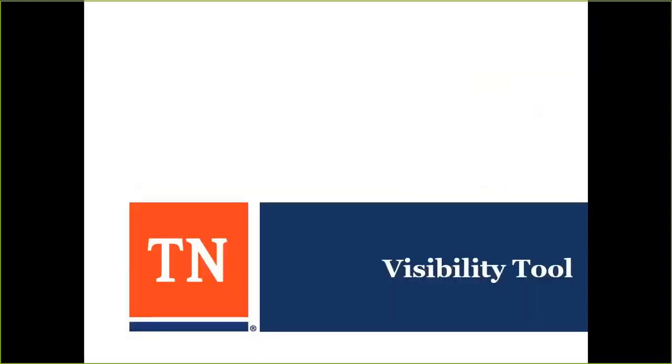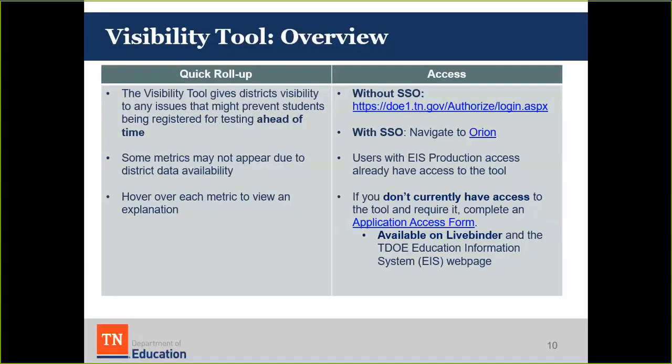So let's take a minute and talk about the visibility tool. It's a quick roll-up that gives you visibility into any issues that might prevent students from being registered for testing ahead of time. We're going to talk in a little more detail in a minute, but I want to note on the right-hand side of this slide, this shows you how you can access the visibility tool. If you have EIS production, you already have permission to that.